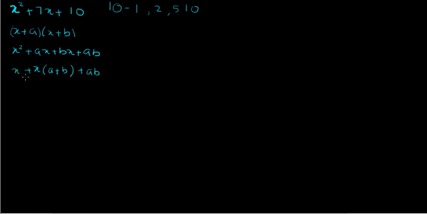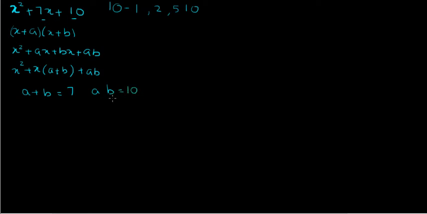Now, if we try to map this to our given polynomial, we observe the coefficient of x squared is 1 in both cases. The coefficient of x is a plus b here and 7 over here. So a plus b corresponds to 7, and the product ab corresponds to the constant 10 here. So, a times b is equal to 10.